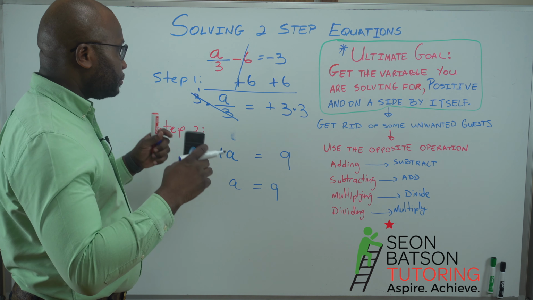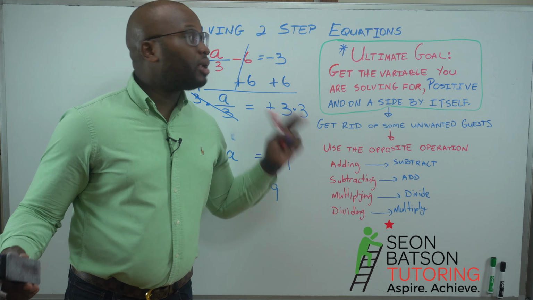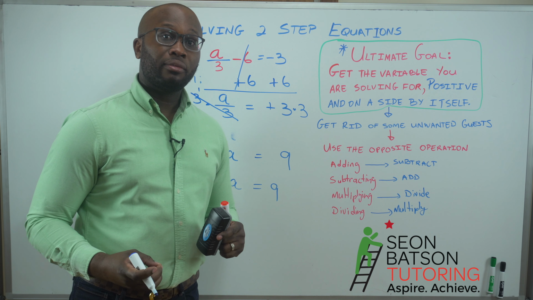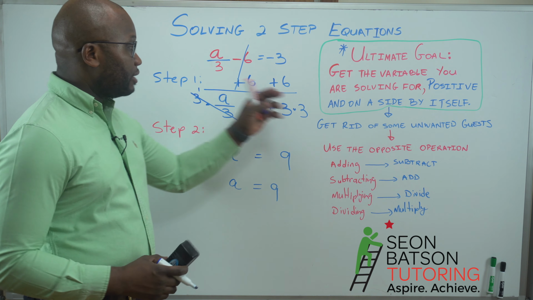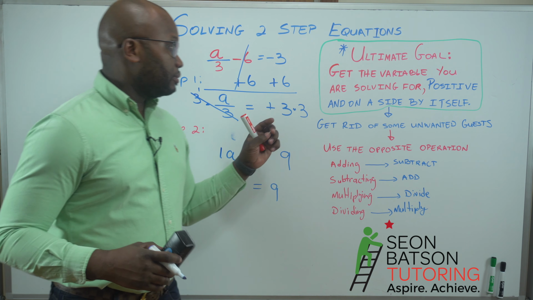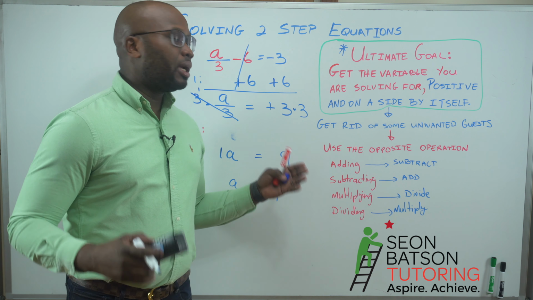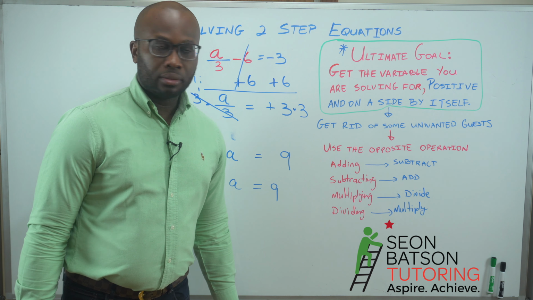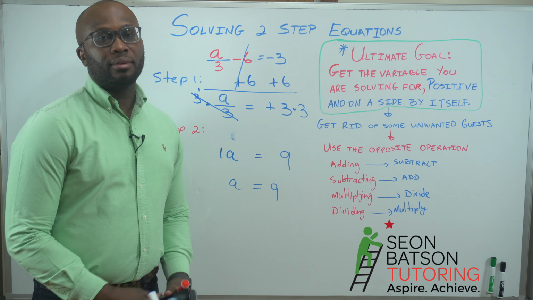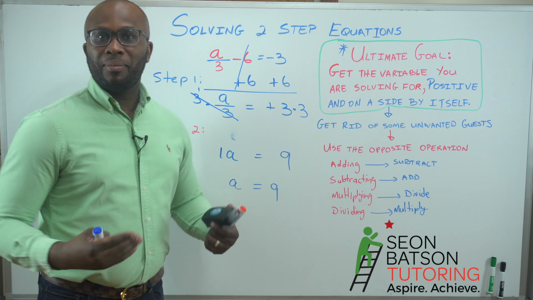So again, when solving any two-step equation, any equation in general, your ultimate goal is always to get the variable you are solving for positive and by itself, right? To get the variable by itself, we will get rid of some unwanted guests. To get rid of the unwanted guests, we will use the opposite operation. And again, they are called two-step equations because what? Only two steps to get the variable by itself.